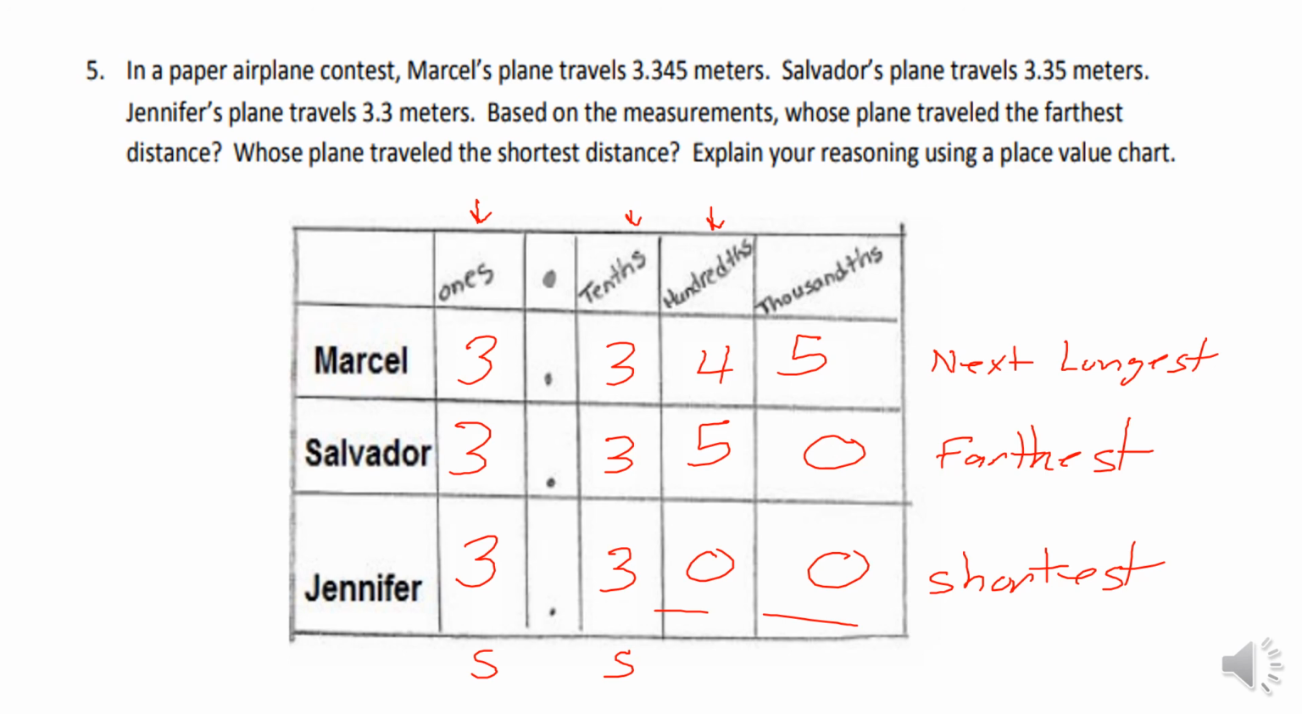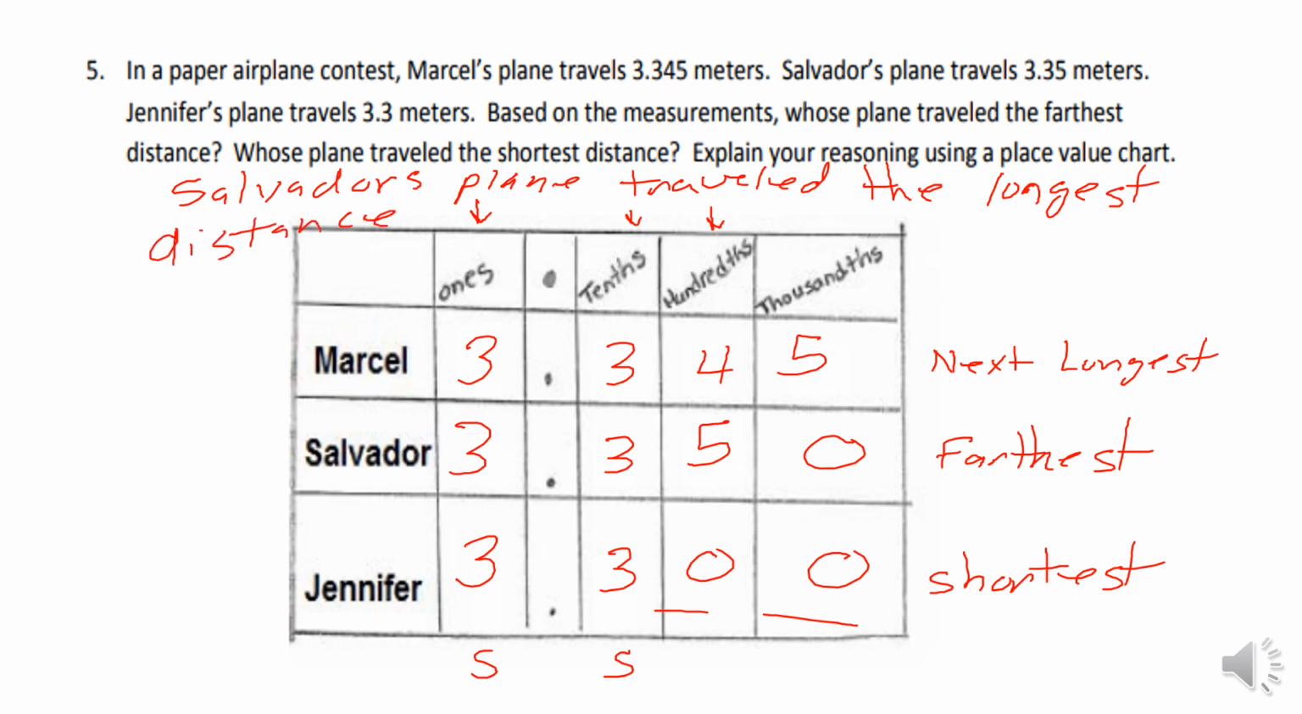Our shortest is 3 and 300 thousandths. So, whose plane traveled the farthest distance? We would say that Salvador's plane traveled the longest distance, and Jennifer's plane was the shortest.